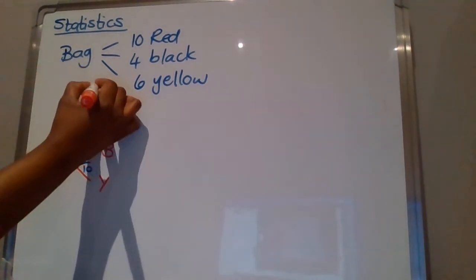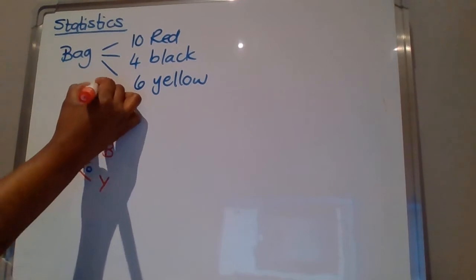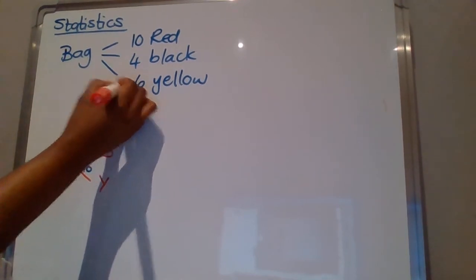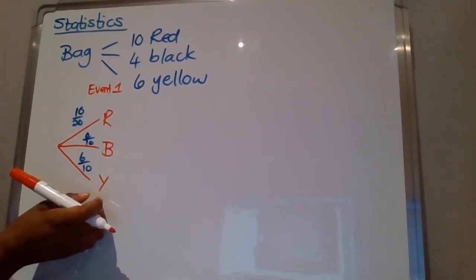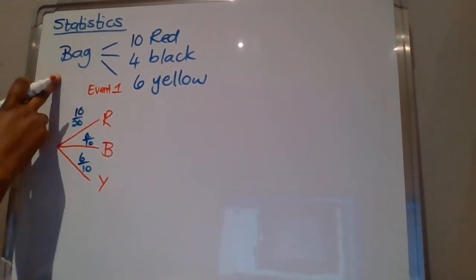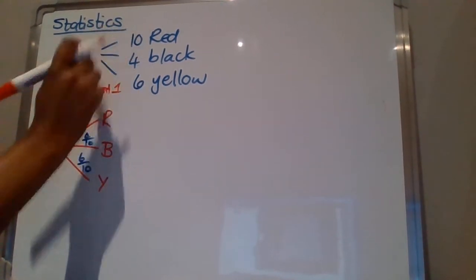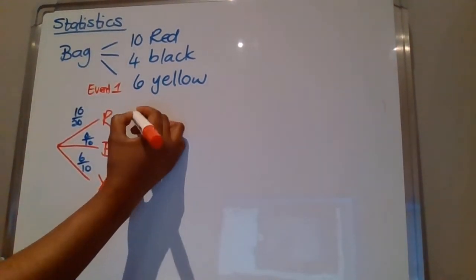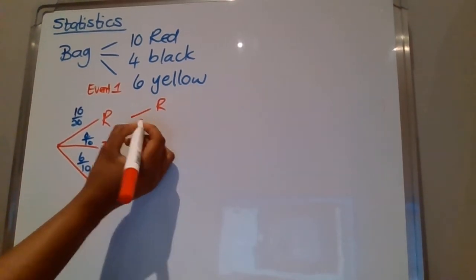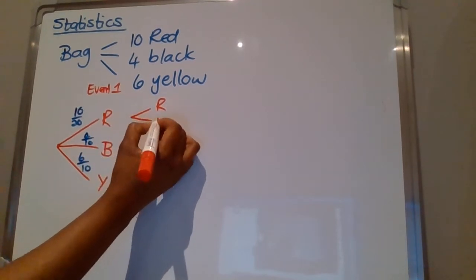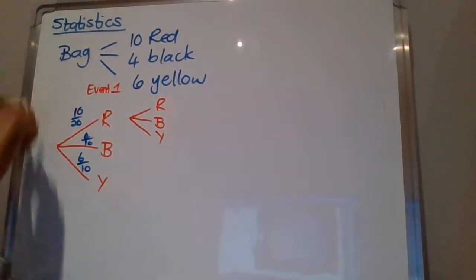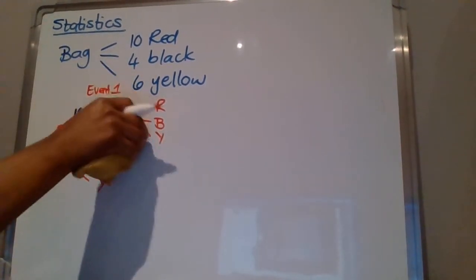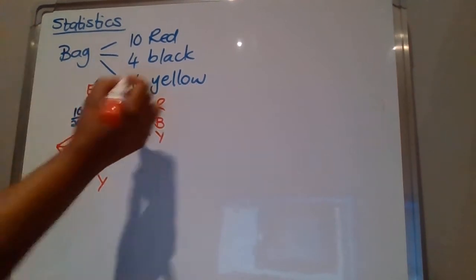Okay. So this was my first one. So this was my first event 1. Okay. Once I've completed event 1, I take that same ball that I've chosen and then I put it back into the bag. Okay, so that my total number of outcomes remain the same. So when I take out my second ball, that ball can either be red, it can be black, or it can be yellow. Okay, let's make these arrows a bit bigger.